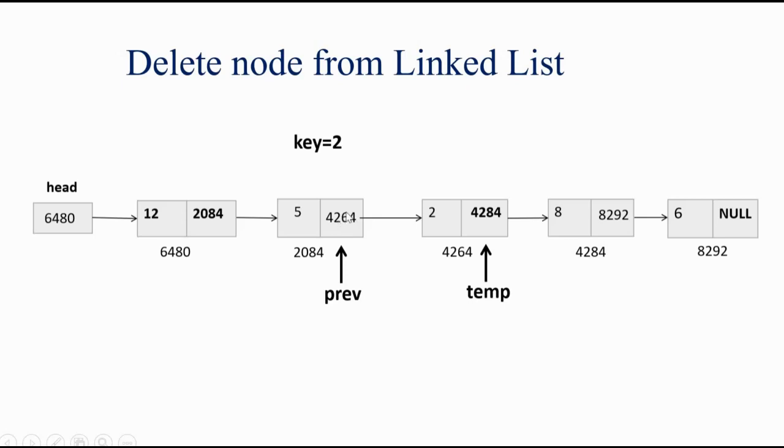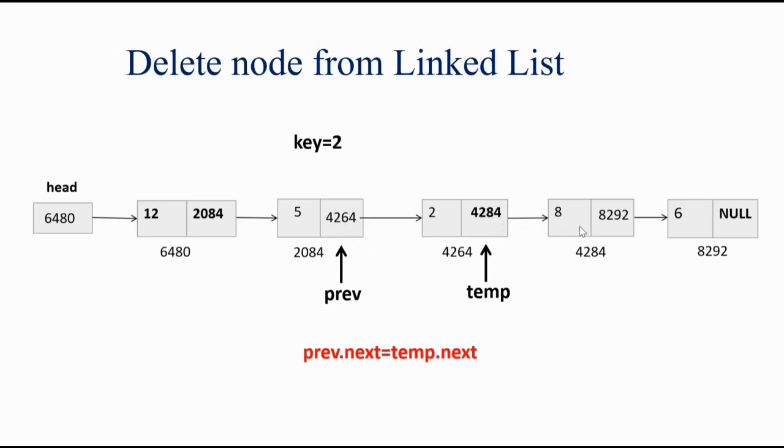So we need to update this pointer first, that is previous.next equal to temp.next. So previous.next is this and temp.next is this, that is the address of this node. So we will update previous.next equal to temp.next. So 4284 will be updated in this next pointer. Now you give previous.next equal to temp.next. This is previous.next and this is temp.next.